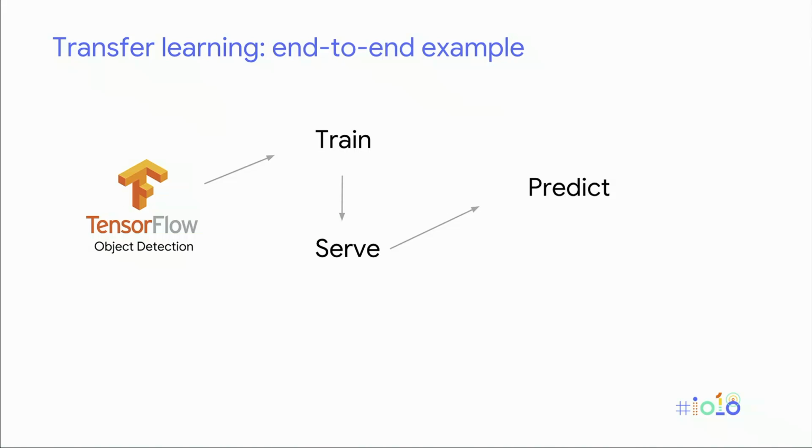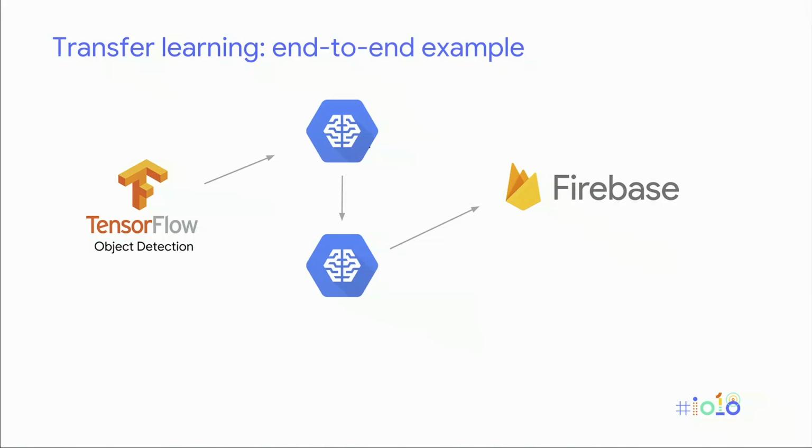To build that model, I used the TensorFlow Object Detection API, which is a library that's built on top of TensorFlow. It's open source to let you do specifically object detection, which is identifying a bounding box of where something is in an image. I trained the model on Machine Learning Engine. I also served it on Machine Learning Engine. And then I used a couple of Firebase APIs to build the front end for my app.